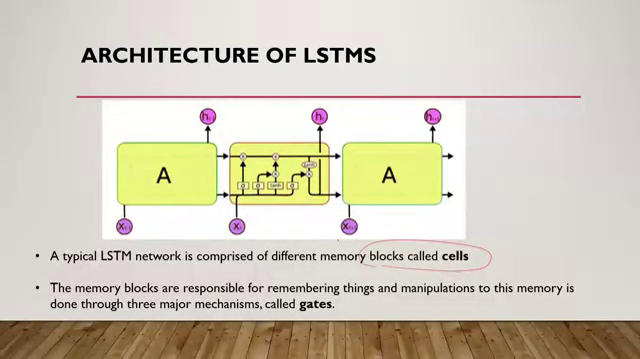For every action and reaction of humans, they have come up with different kinds of neural networks. Based on the use case and the problem statement in hand, we have to decide which neural network would be apt for solving that particular problem. These memory blocks are responsible for remembering things and for manipulations. Even if we have to forget, or if certain information is not important, that is also managed in these blocks, and all of it is controlled by the gates.